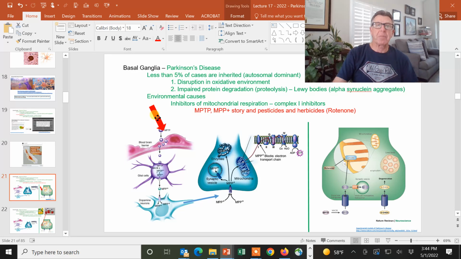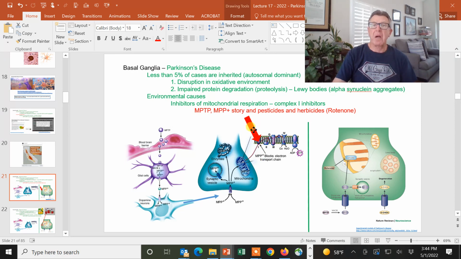And this is the MPTP, again, easily going across the blood-brain barrier right here. It gets sucked up into the glial cells, gets converted to MPP+, and that's where it looks just like dopamine. And you see here the MPP+ gets sucked up into the terminal and poisons the mitochondria. As it says right here, it blocks the electron transport chain.